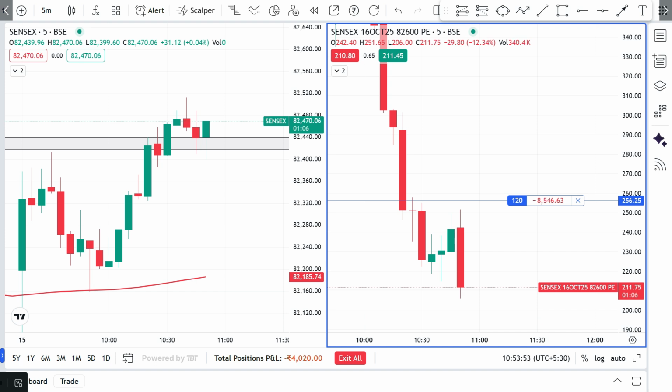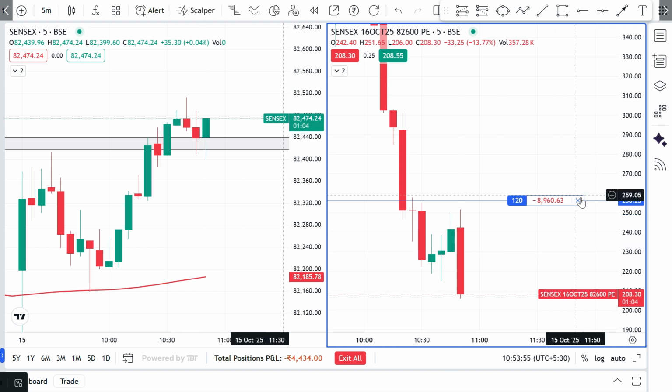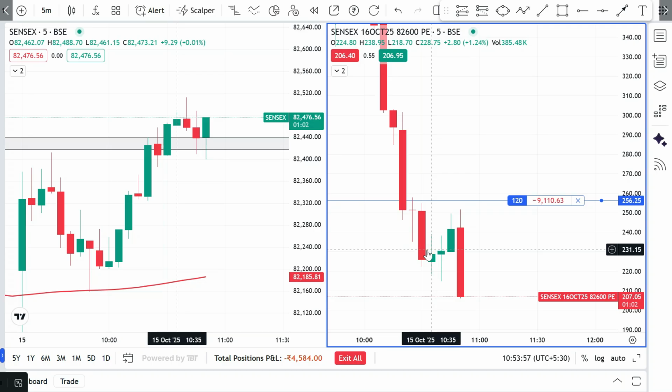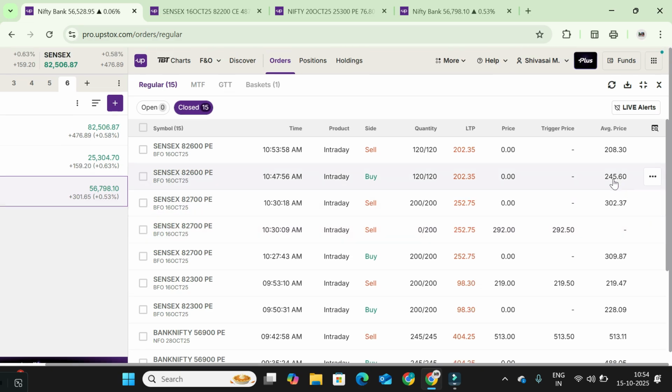Okay, you can see we expected it to fall, but it tried to take support and went bullish. So that's why I'm closing the position. Okay, you can see this is the entry and exit position and the final position.